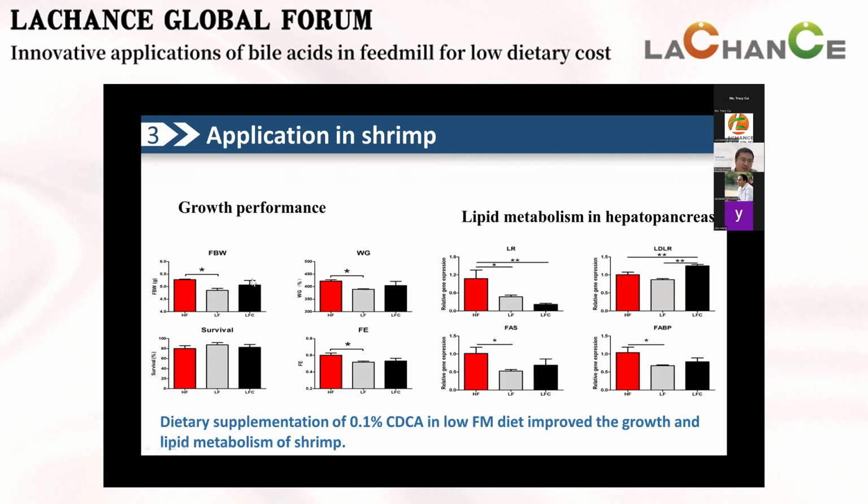And we can see that here is the growth performance. We can see that the growth performance of the shrimp was improved after we added the bile acids in the low fish meal diet. We can see from the final body weight and the weight gain, and also the feed efficiency was increased after the dietary supplementation of the bile acids. And also the lipid metabolism in the liver was improved by the supplementation of the bile acids.